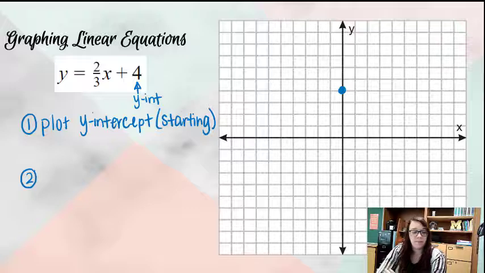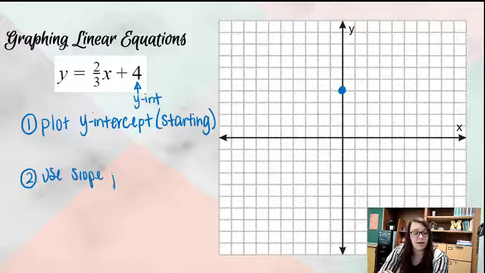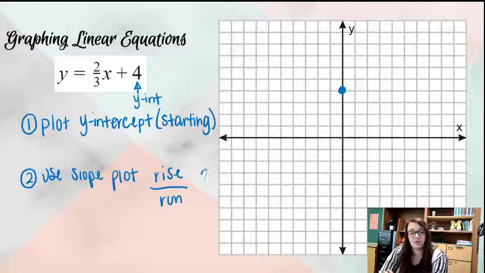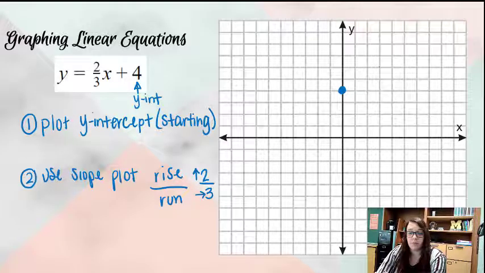That'll get me going. Next, I use slope to plot rise over run. So what I mean by that in this case is it's 2 over 3, and they're both positive. So rise, it'll go up 2, and it'll go right 3. So rise 2, run 3, put a point. And let's do it a bunch of times so I can make a pretty line. Because if I just did these 2, then I need to draw it out the rest. So rise 2, run 3, point. Rise 2, run 3, point.